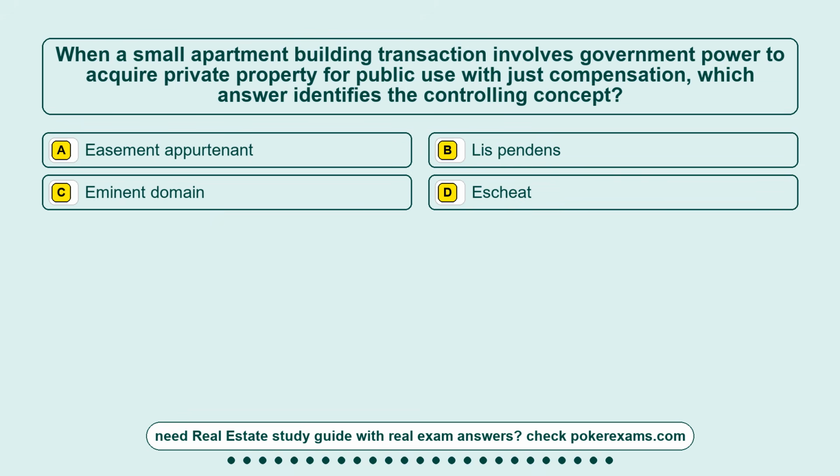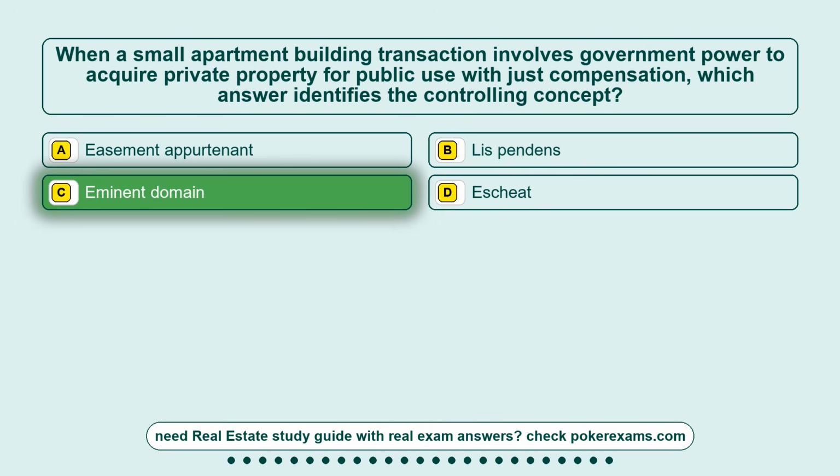Question 3. When a small apartment building transaction involves government power to acquire private property for public use with just compensation, which answer identifies the controlling concept? Option A, easement appurtenant. Option B, lis pendens. Option C, eminent domain. Option D, escheat. The correct answer is option C, eminent domain.